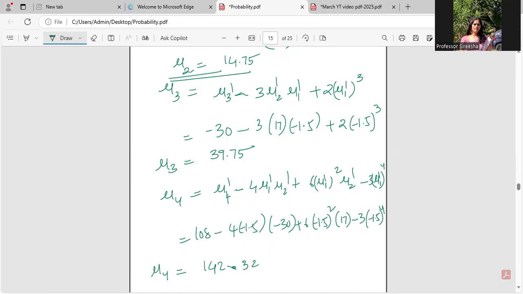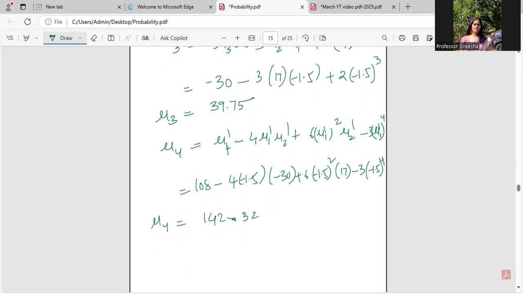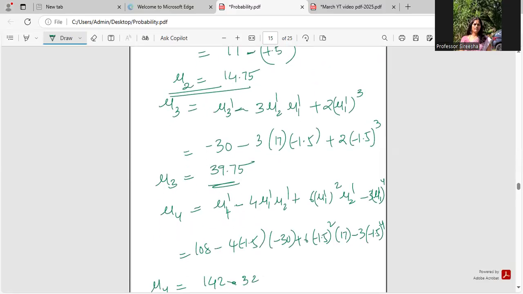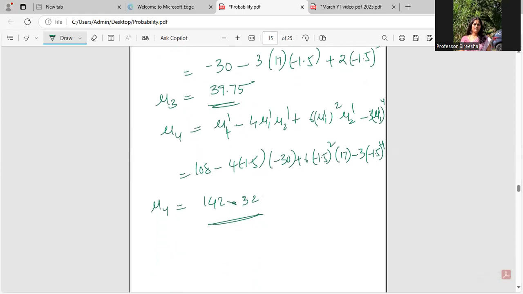142.32 would be mu4. All four moments about the mean are here. Just highlight them, otherwise write all of them in one place. Mu1 prime anyway is 0. Now again, I am being asked for beta 1 and beta 2. What are beta 1 and beta 2?